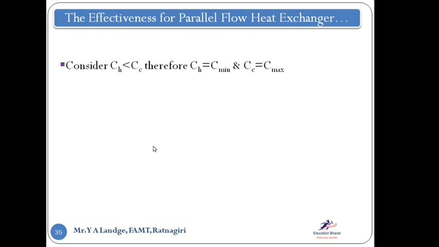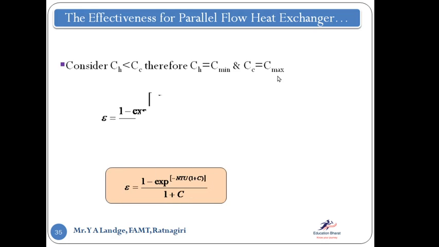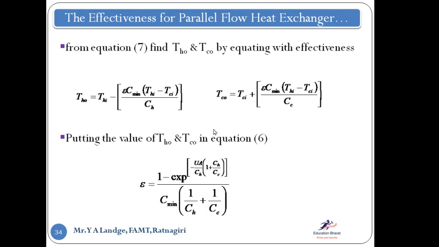Okay, so here we again try to reduce the equation. We consider CH is less than CC. It means the heat capacity rate of the hot fluid is less than the heat capacity rate of the cold fluid, and for that CH is the minimum and C suffix C is the maximum. So this is the condition. We replace CH with C minimum and C suffix C with C maximum, in the previous equation.